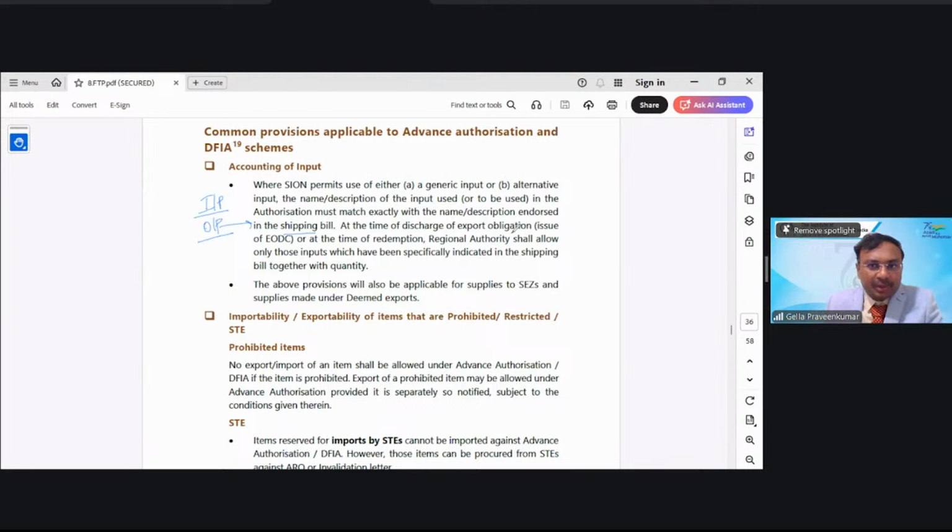At the time of discharge of export obligation, at the time of redemption, the regional authority shall allow only those inputs which have been specifically indicated in the shipping bill with each quantity. The above provision will also be applicable to supplies to SEZ, supplies to deemed exports. So here they are saying that, look, whatever inputs are permissible, you process and you generate something called output. So while giving this certificate, they say that your standard input outputs as per SION should be matching with your process and finished product. This is a starting point, accounting for input.